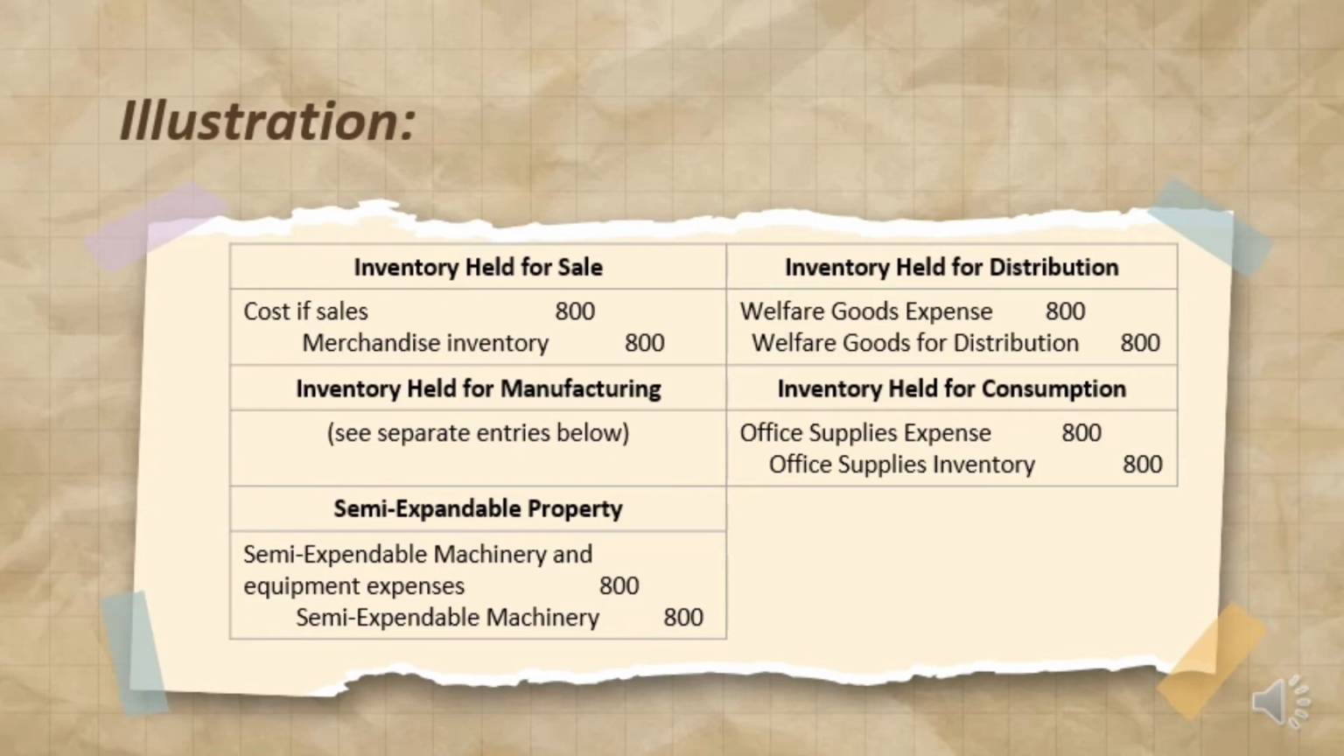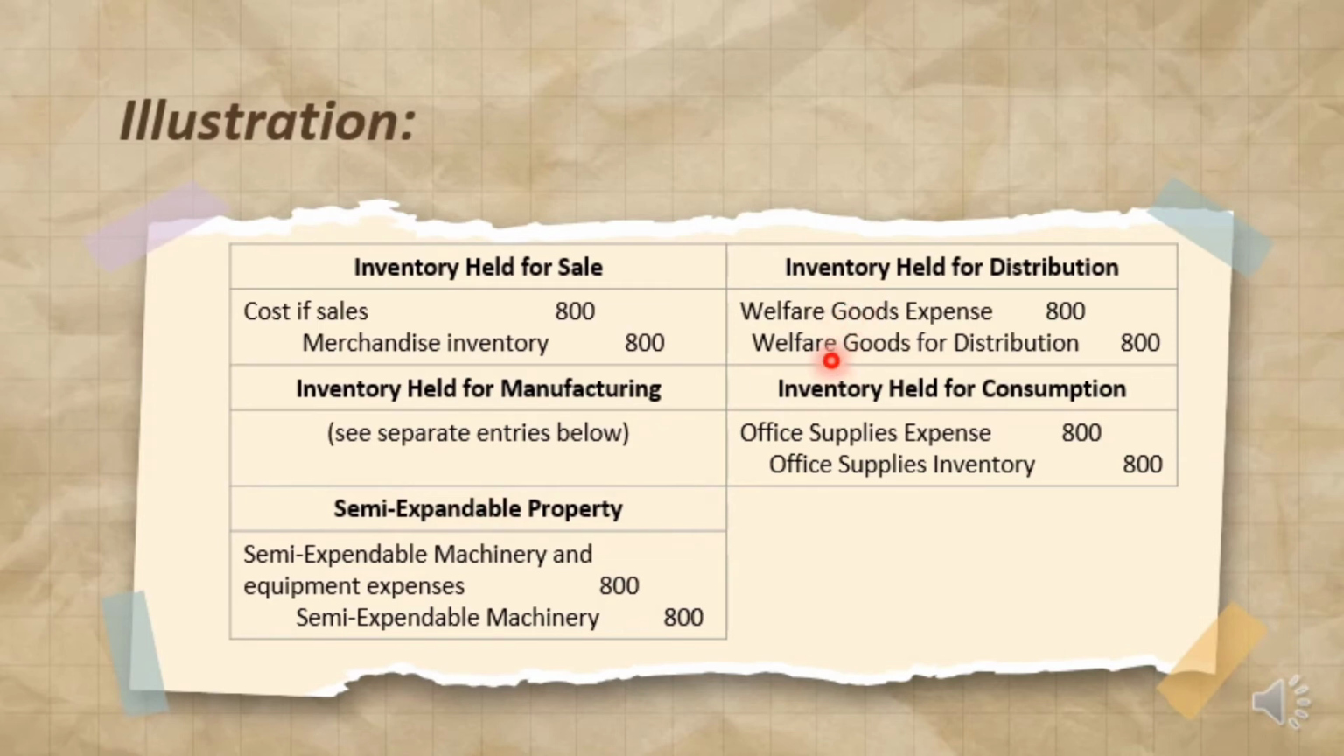Okay, so this is our journal entry when the entity recognizes the cost of inventory of 800 as an expense. So for inventory held for sale, we have to debit cost of sales 800, and then credit merchandise inventory 800. Inventory held for distribution, we have to debit welfare goods expense of 800, and then credit welfare goods for distribution of 800. And then inventory held for manufacturing, mahaba yung entry dito, so mamaya natin ipapakita.